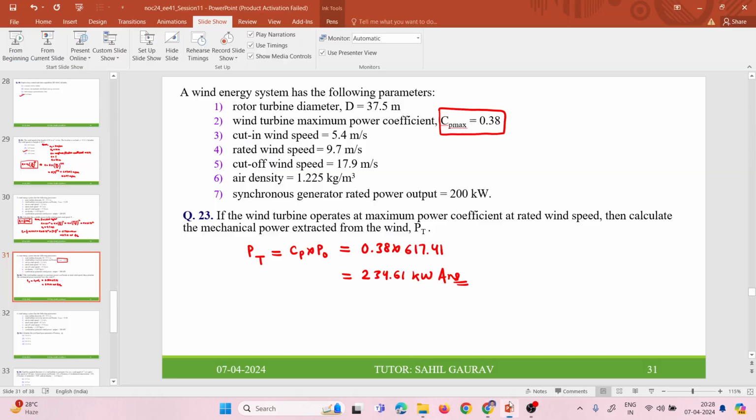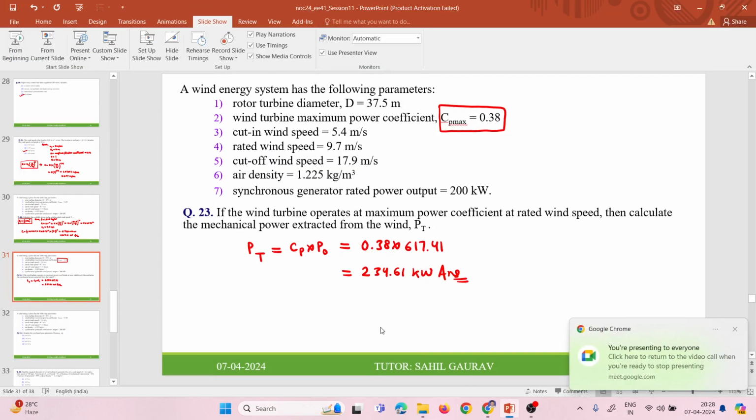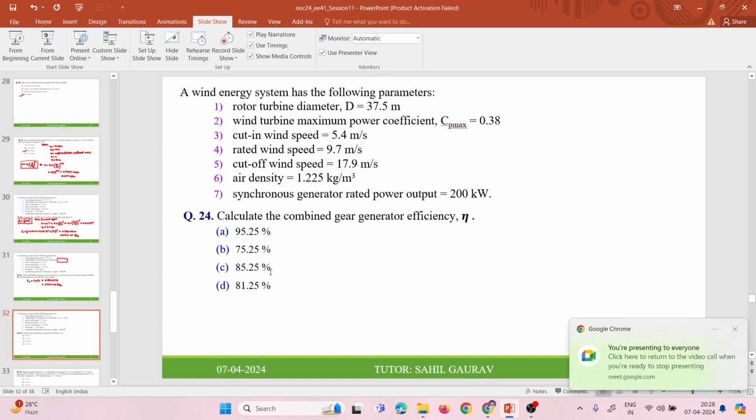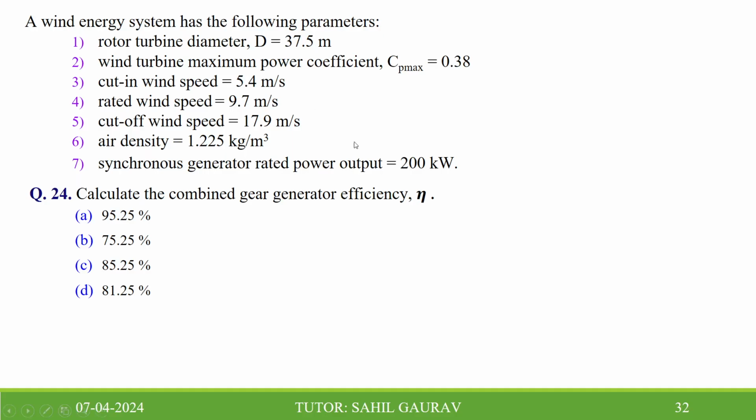Yes, Peterson, you are correct. Now let us see the next problem. Calculate the combined gear generator efficiency eta. So now we will use this data. Synchronous generator rated power output is given as 200 kilowatt. So this is the electrical power output.